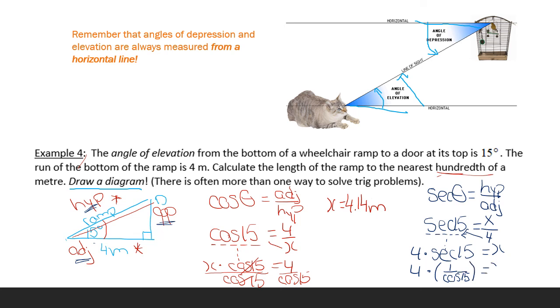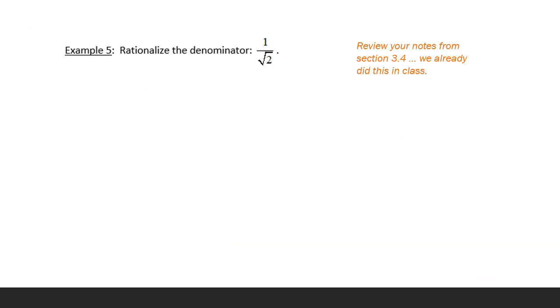So now I can do this in my calculator, and I should get the same answer: x equals 4.14 meters. Therefore, the ramp's length is 4.14 meters. Anytime you have a word problem, you have to answer with a word problem too, with a sentence. Last example, example 5.